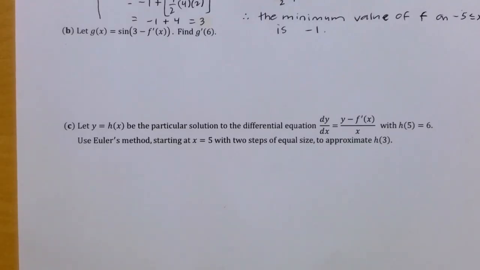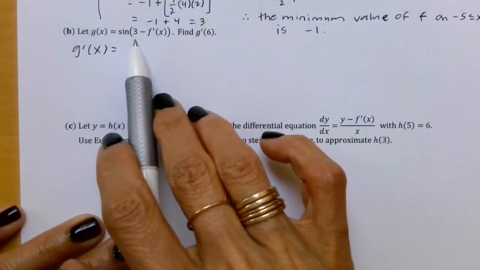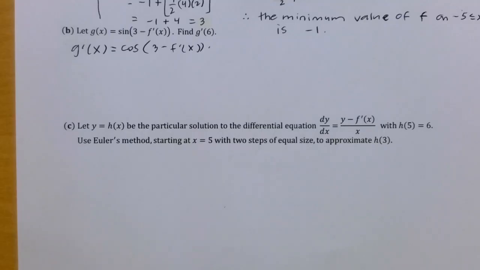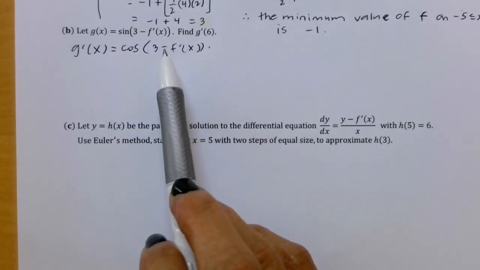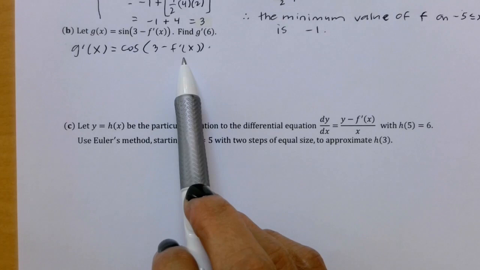For part B, we need the derivative of g, so we're going to use the chain rule. Take the derivative of the outside, leave the inside the same, and now we're going to take the derivative of the inside. The derivative of 3 is 0, and the derivative of this part of the problem is negative f double prime.